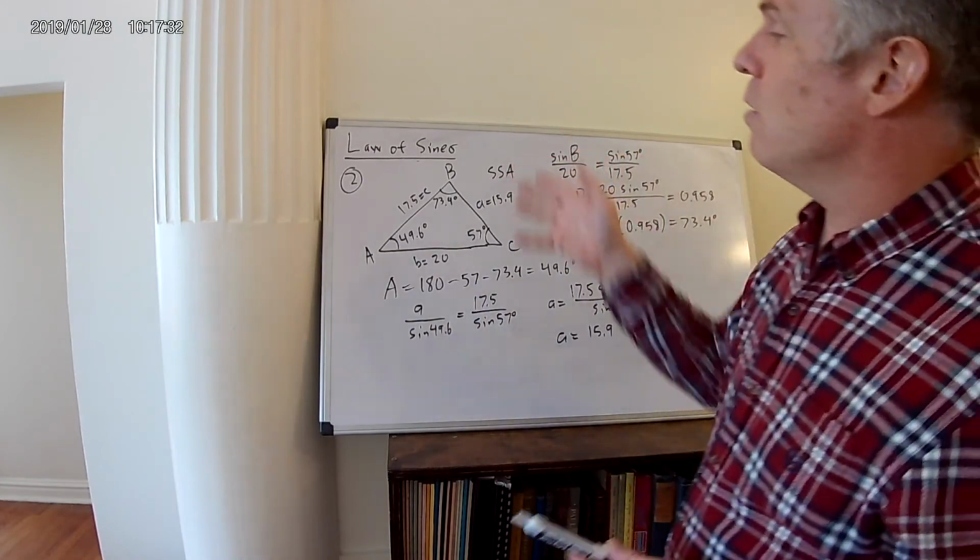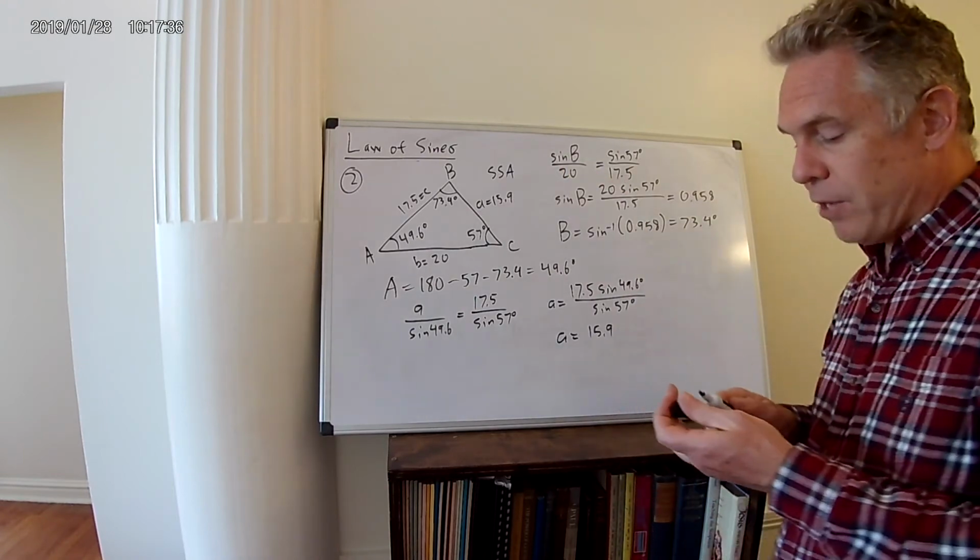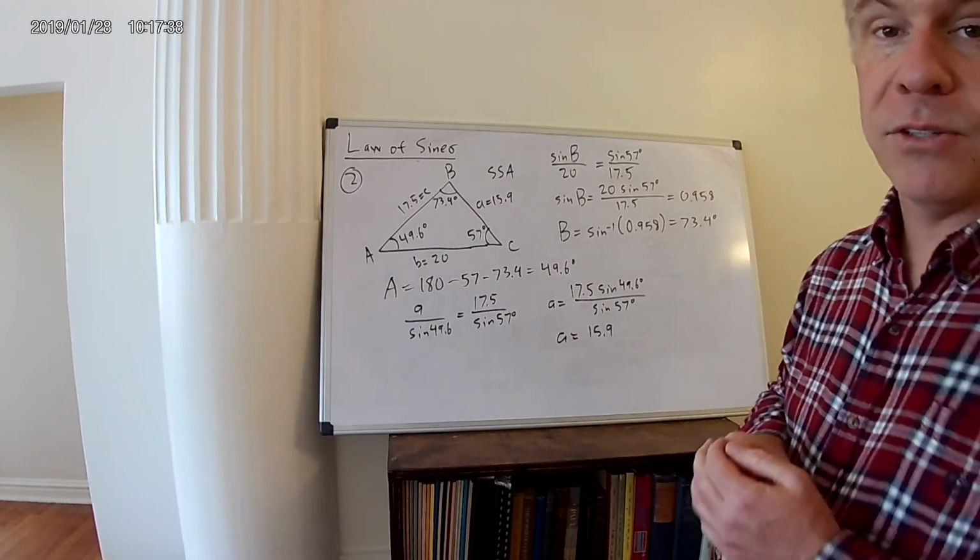And so now we've solved this triangle, being an SSA triangle. These are two good examples of applying the law of sines to solve triangles.